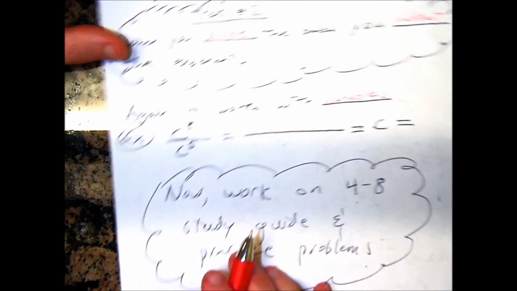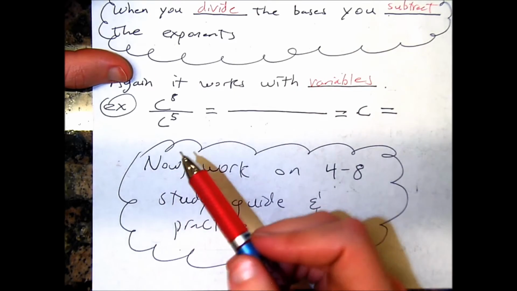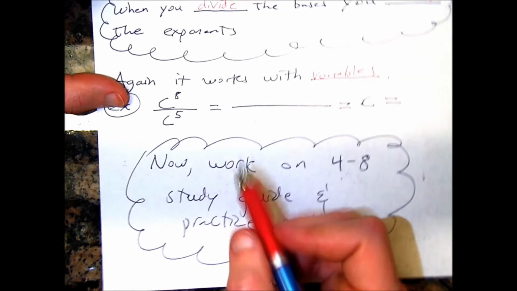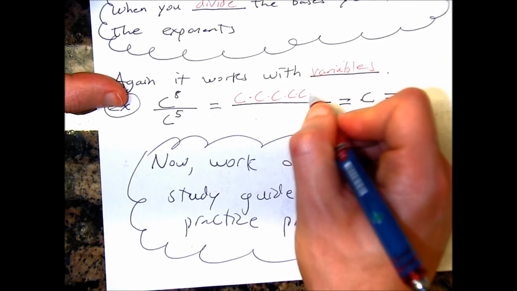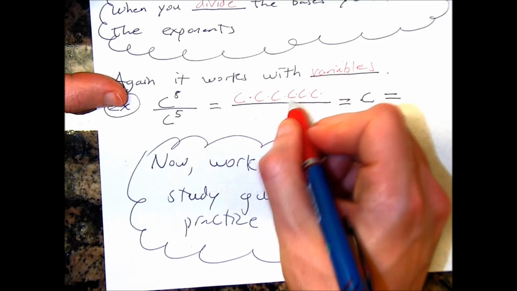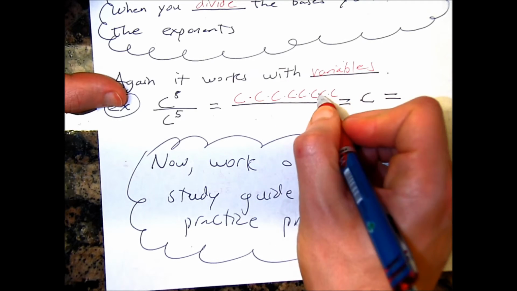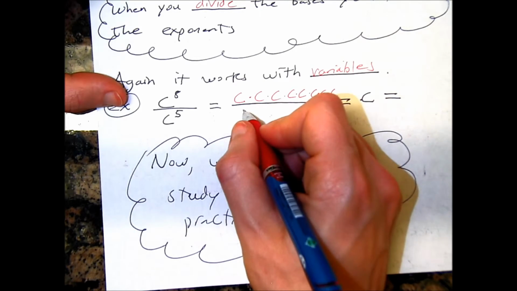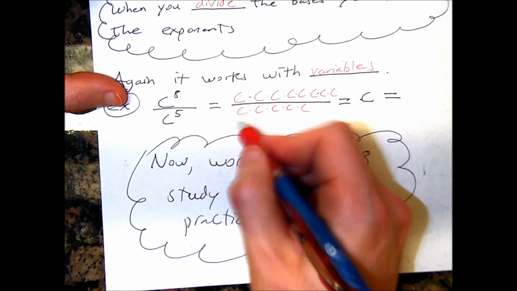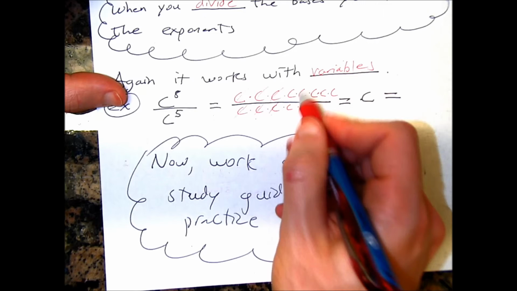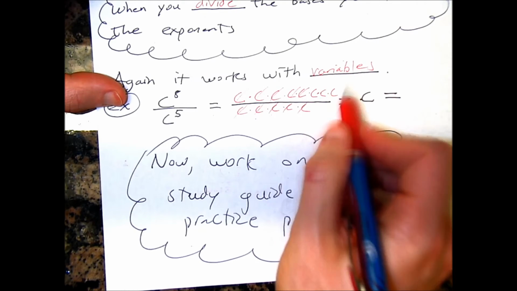Let's say I have something like c to the power of 8 divided by c to the power of 5. So you write out c times c times c times c times c times c times c times c, 1, 2, 3, 4, 5, 6, 7, 8. Okay? And then on the bottom I write c times c times c times c times c. So 1, 2, 3, 4, just keep canceling, and then I'm left with this.